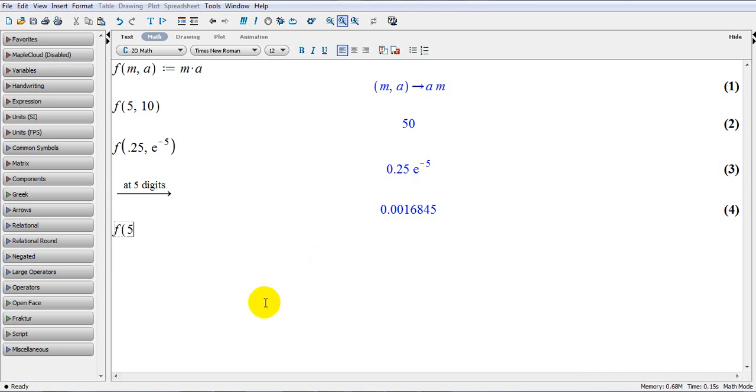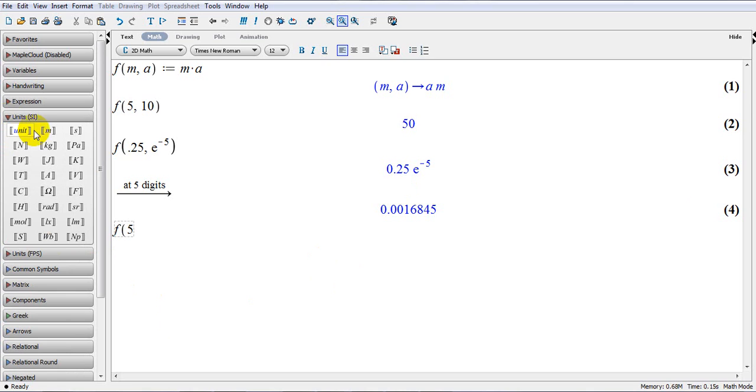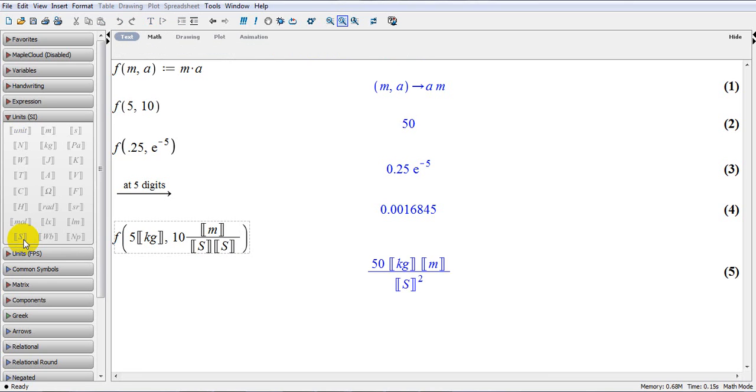Now I can even type here F, 5, and then I go here to units as we talked about, so 5 is the mass, which is kilogram, comma, and then I have 10, the unit is meter per, backslash, second, and I want to close the parentheses. I go to the right arrow, and of course the answer, as you can see here, is kilogram meter per square second, so this is Newton.